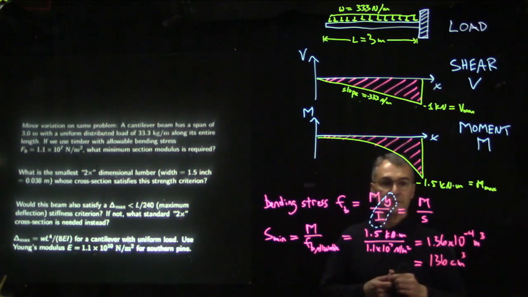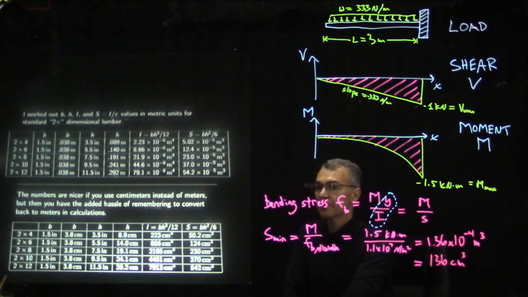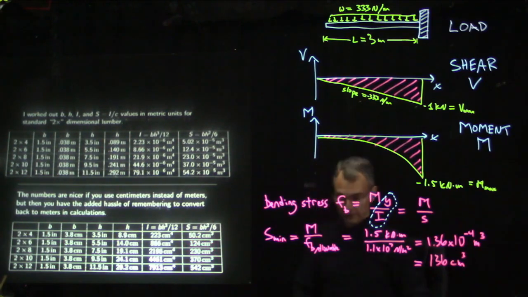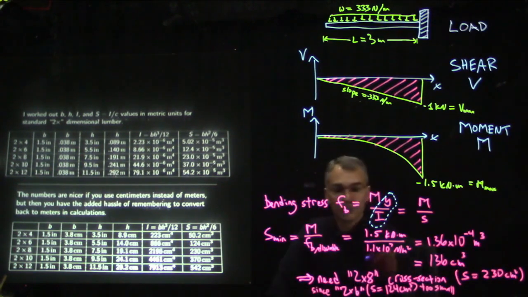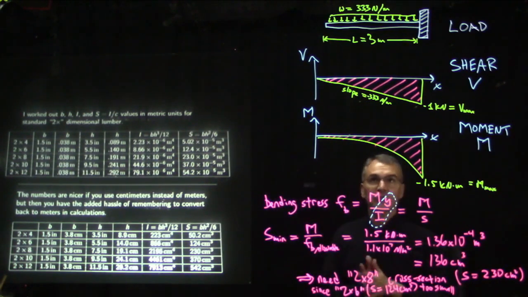Then, looking back at our table of section modulus values for 2x lumber, it seems like a 2x6 has a section modulus that is just a little bit too small. A 2x6 would be 124 cubic centimeters, which is too small. So for this strength criterion, the minimum section modulus we can use is 136 cubic centimeters. Looking at the chart, a 2x6 would be too small, and a 2x8 is fine. There's probably a solution to this in Onouye that uses US customary units. I converted it to metric units on purpose to avoid using US customary units.